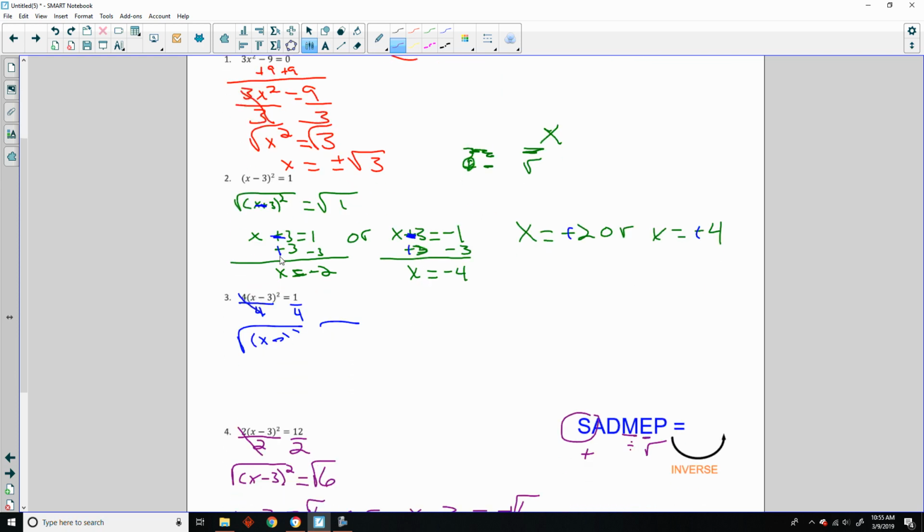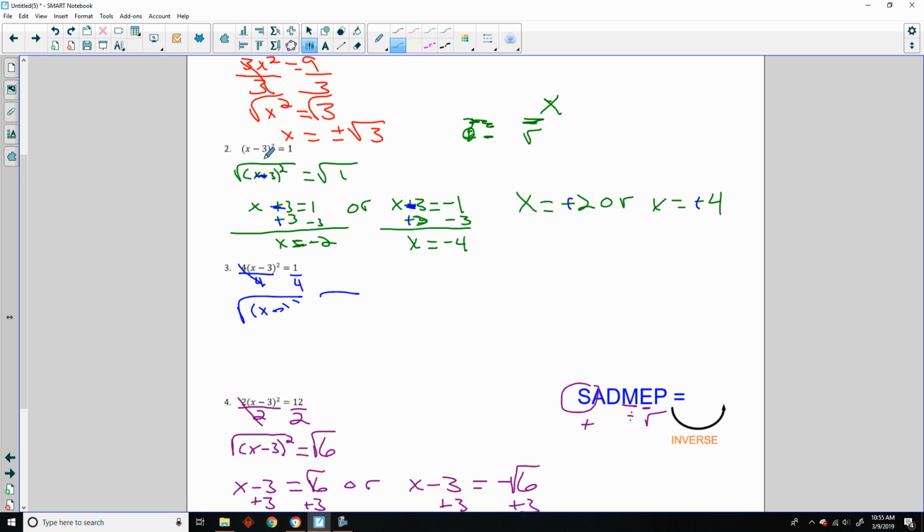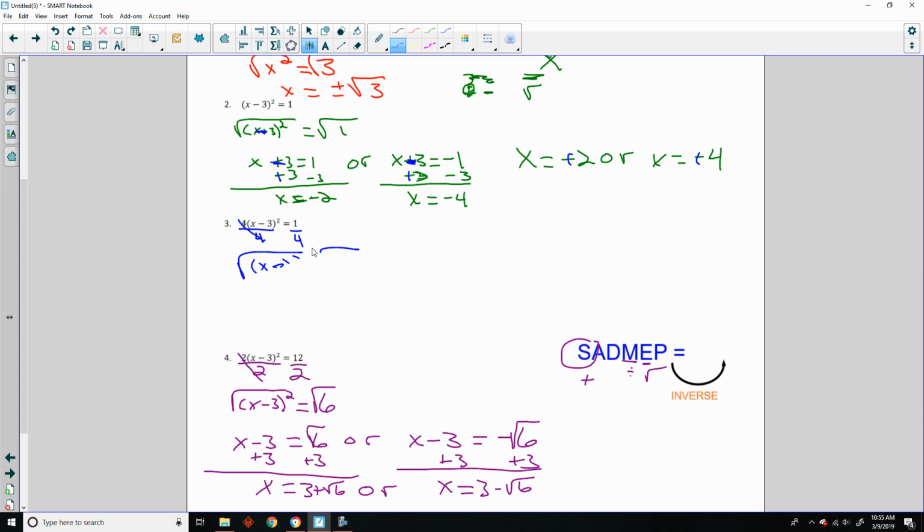Where is it? Right here. Oh, they want us to look at number 2, 3, and 4. Parentheses, x minus 3 squared, not number 1. 2 through 4. So when we add this, 1 is a perfect square. And when we have a perfect square, we get integer solutions.